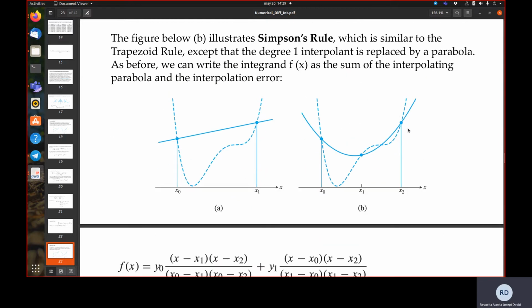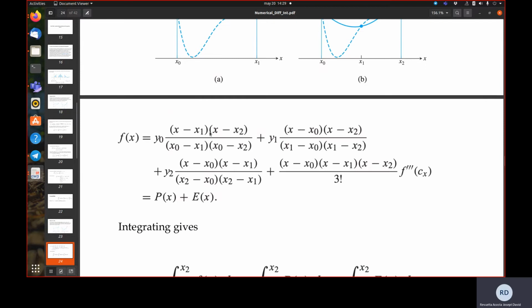When we have 3 points, of course, the Lagrange function is going to be equal to 3 different terms, based on 3 points, x0, y0, x1, y1, and x2, y2. So these are the three basic values from the Lagrange interpolation, and we already know how to do this. And then we have the error term, which is equal to this expression evaluated at the third derivative of the function.